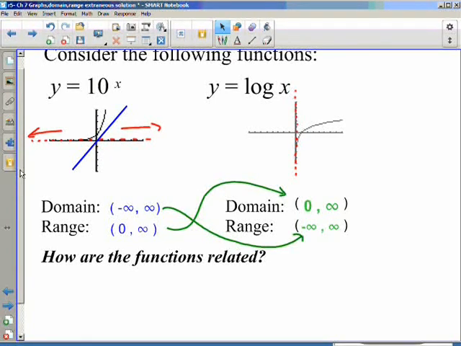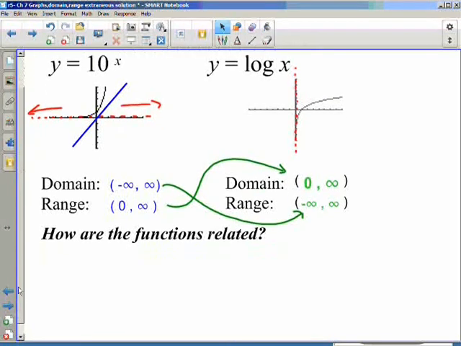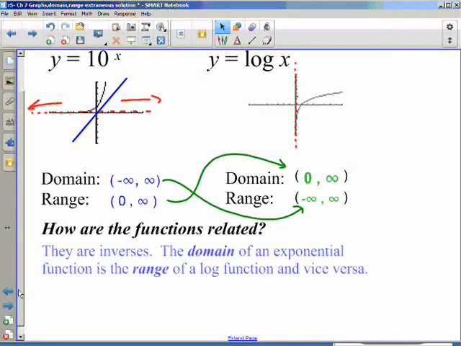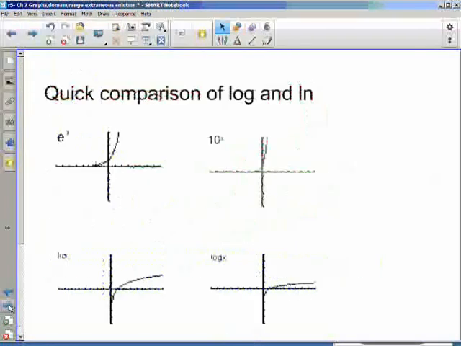So how are the functions related? You can look at it and probably make some guesses there. In words, we could say they're inverses. The domain of an exponential function is the range of a log function, and vice versa. And what that means is certain values you won't get out of an exponential, and those are the same values you can't put into a log.